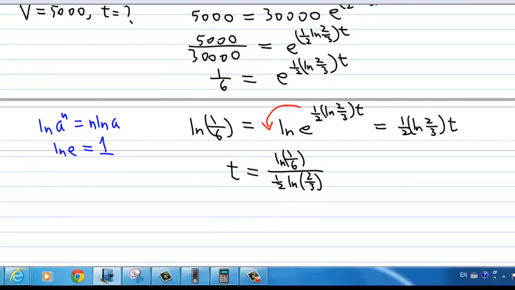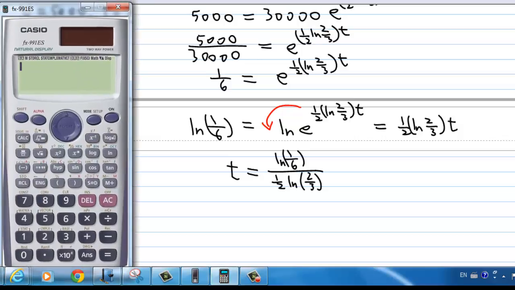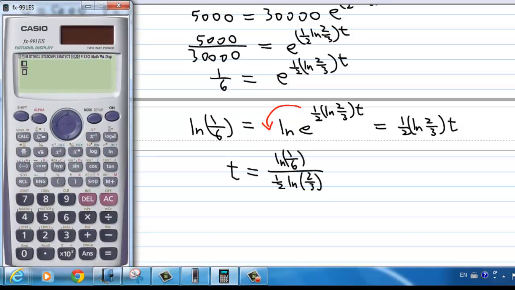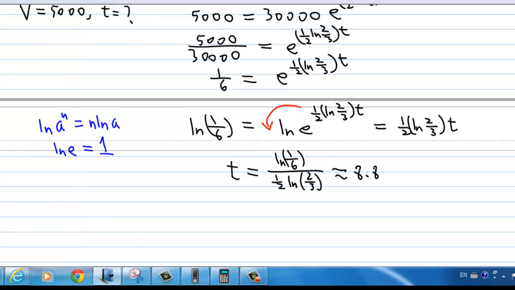So call on my calculator now. I have ln of 1 over 6 divided by 0.5 times ln of 2 over 3, and that is equal to 8.838, or 8.84 years. That finishes this example. That means that the machine will be worth only 5,000 when it is 8.84 years old.